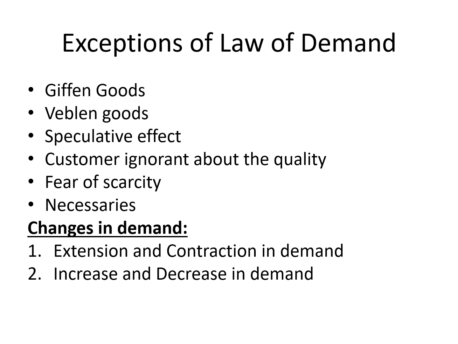The exceptions to the law of demand are as follows: Giffen goods, Veblen goods, speculative effect, customer ignorance about the quality, fear of scarcity, and necessaries. Giffen good, this is also known as inferior good. In order to explain the exceptions of the law of demand, Giffen took the example of bread and meat. Bread he took as an inferior good and meat as a superior good.